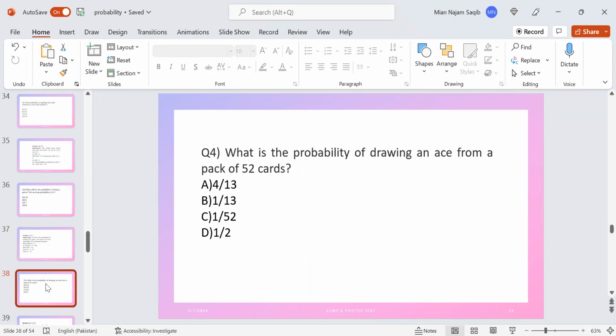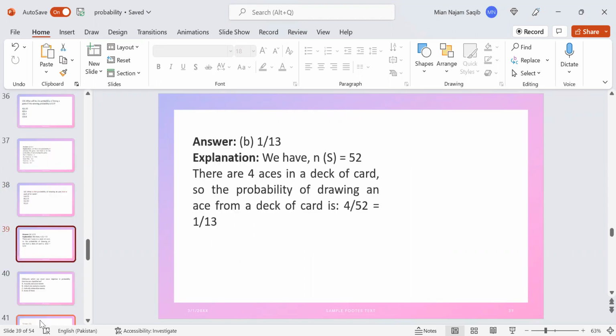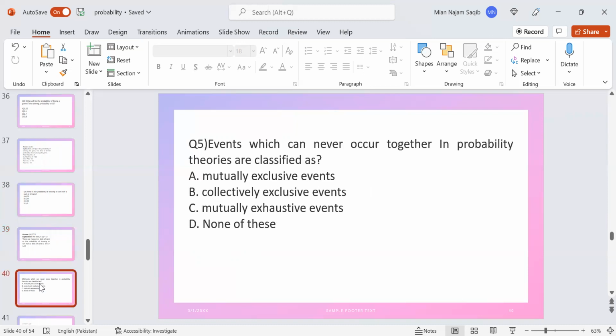Question number 4. What is the probability of drawing an ace from a pack of 52 cards? The answer for this is B. The reason is that there are going to be 4 aces in a deck of cards. So if there are 4 aces, then 4 over 52 simplified is going to be 1 over 13.